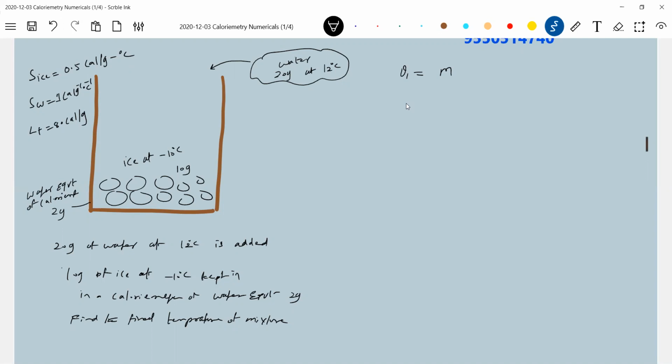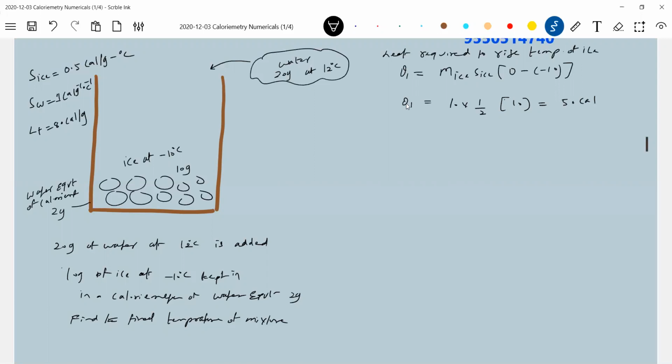For the temperature of ice to increase from minus 10 to 0, what is the amount of heat required? So mass of ice, specific heat of ice, 0 minus of minus 10. Please do understand, I need not write all the sentences. So this is the first part, I'll write it. Heat required to raise temperature of ice. Mass of ice is 10, specific heat of ice 0.5, and this bracket is 10. So 50 calories of heat is needed.